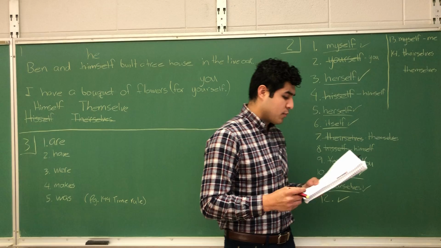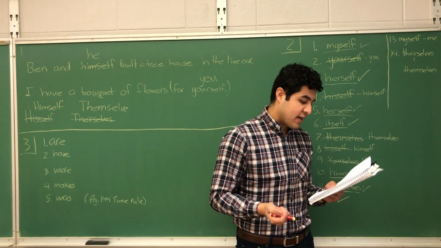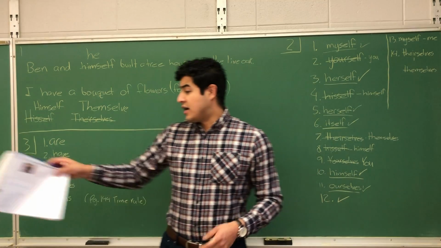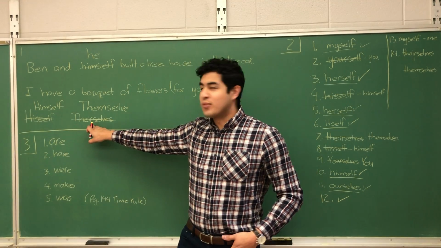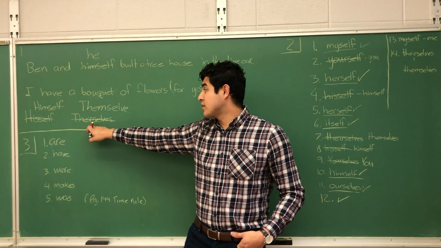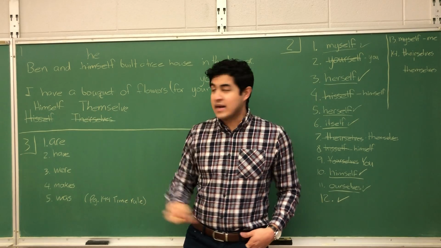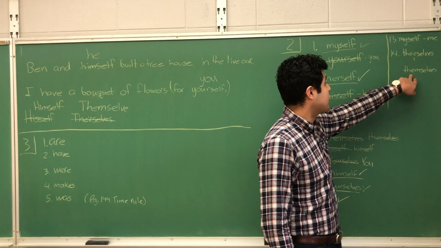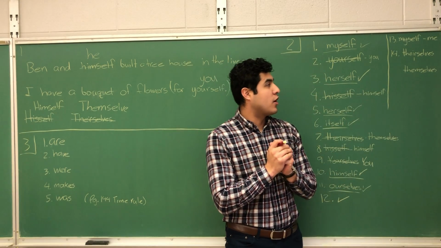Then lastly, number 14, the children got themselves soaked by running through the sprinklers. Again, we have the wrong usage of the compound personal pronoun, so we put the correct usage here. So cross out themselves, you should have themselves on the blank.